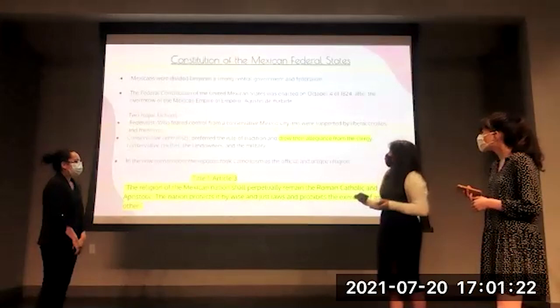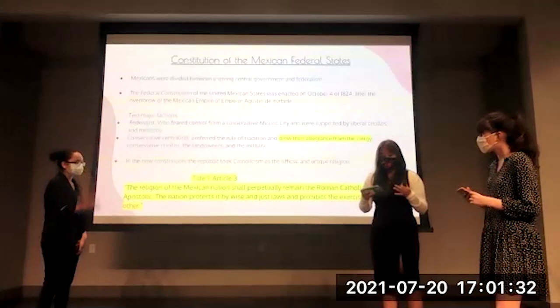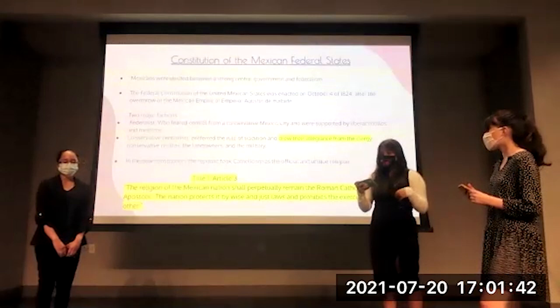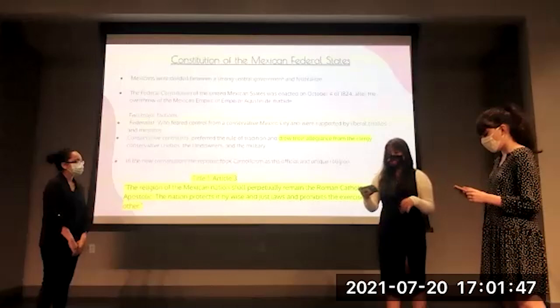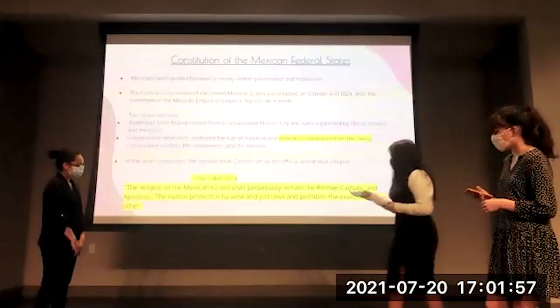Okay, so we're examining the constitution of Mexican federal states. They were divided between two factions. Either you were federalist or you were for a strong central government. The federalists were those who were liberals and in good control of a conservative Mexico City. Meanwhile, the conservative centralists were those who preferred the role of tradition and they drew allegiance to the clergy. They were normally military people and those who were landowners. In the new constitution, they took Catholicism as their official and unique religion. It says there specifically that it protects it by just laws and prohibits the exercise of any other. So they basically just wanted that religion in the country.